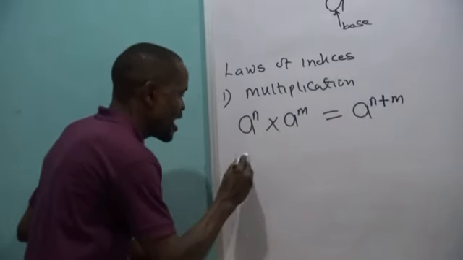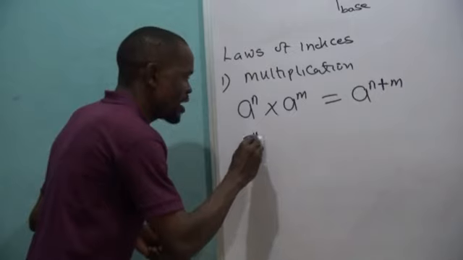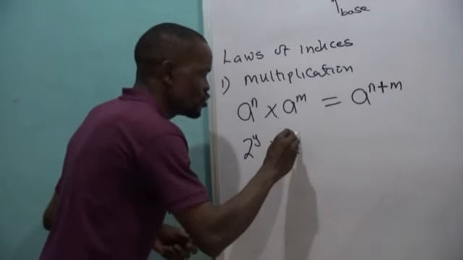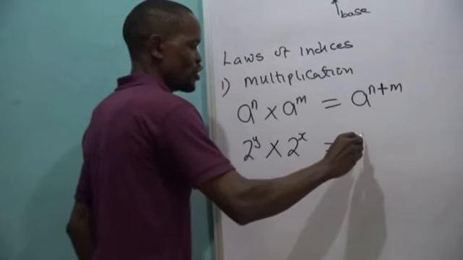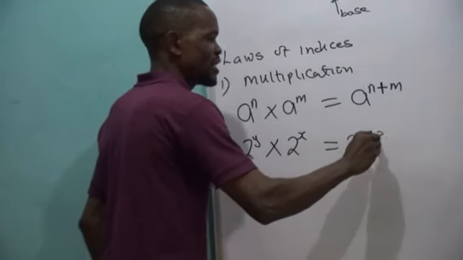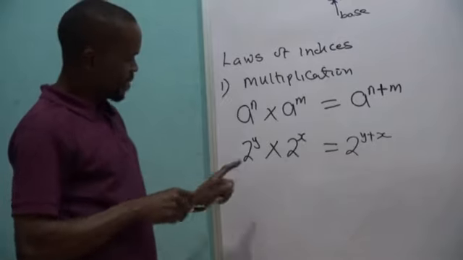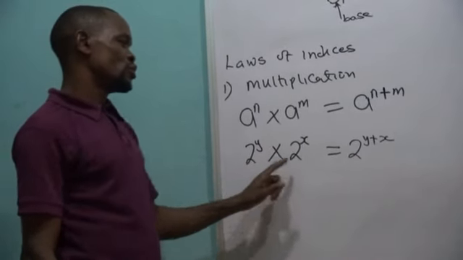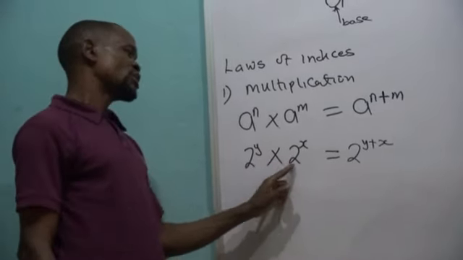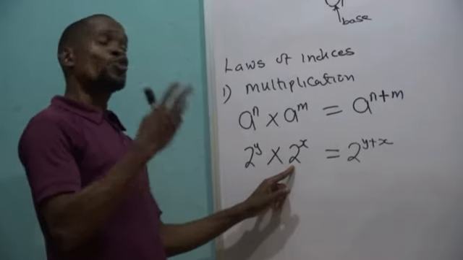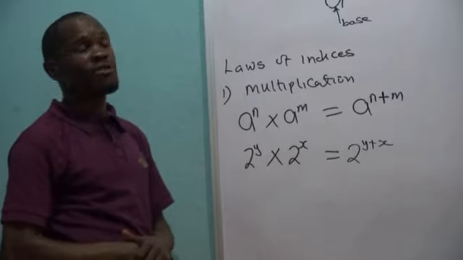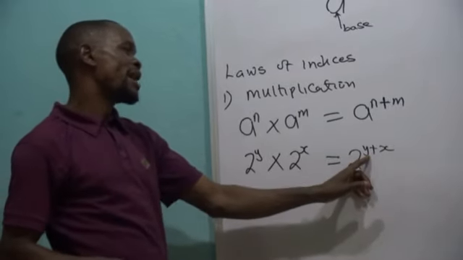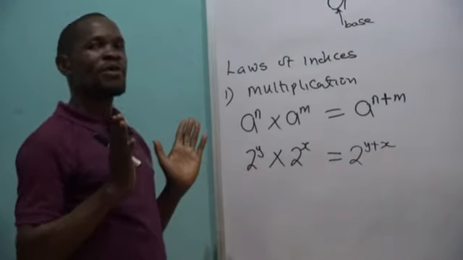For instance, I have 2 raised to the power y times 2 raised to the power x. I will now say it is equal to what? 2 raised to the power y plus x. This base 2 and this base 2 are multiplying themselves. So the two conditions are satisfied. They are the same base and they are multiplying themselves. Therefore, I will now say that y plus x, I add their powers.